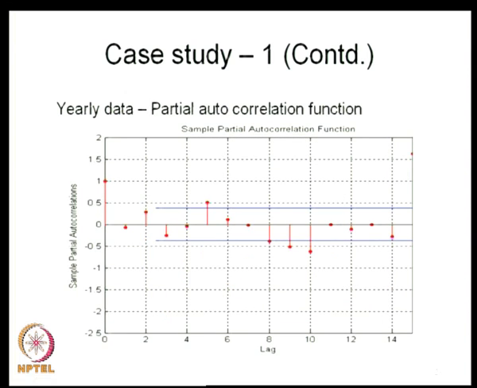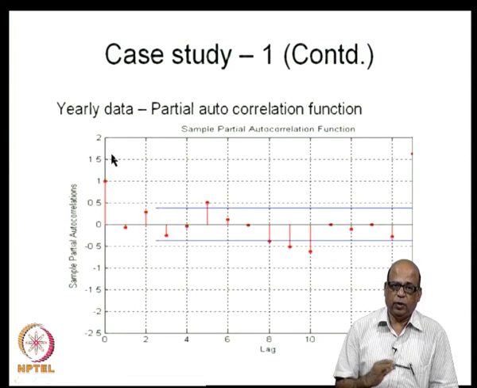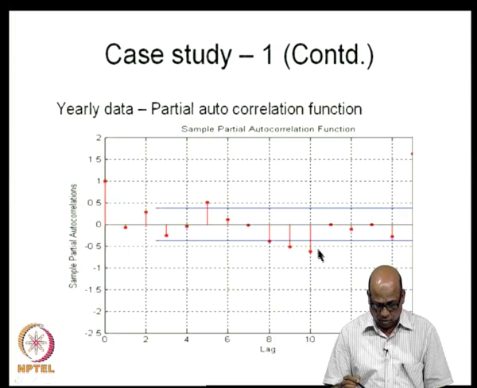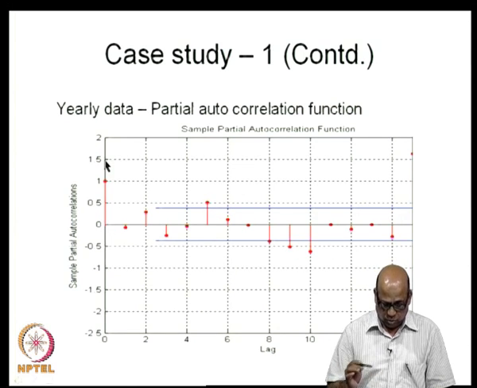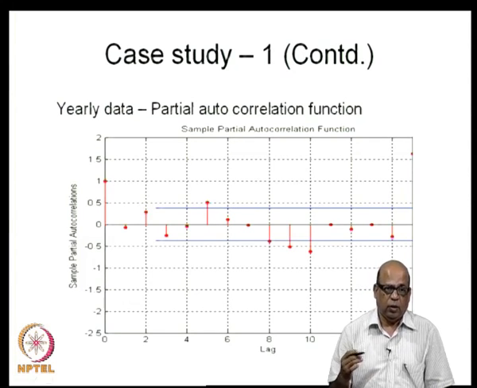Let us look at what the partial autocorrelations say. Partial autocorrelations also bring up the same conclusion that most of the partial autocorrelations are insignificant, except this and this here somewhere around lag 10 and lag 9, and then lag 5 is significant. Lag 0 you leave out, and this is what the partial autocorrelation function brings up.